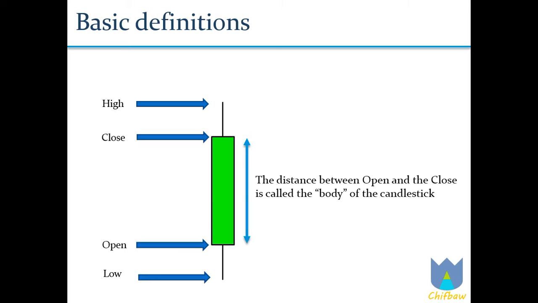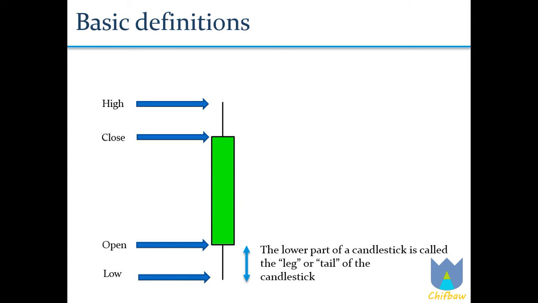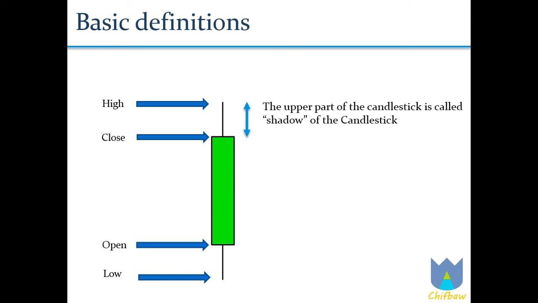Now, the distance between the close and the open of the candlestick is called the body of the candlestick, as shown on this chart. The lower part of the candlestick is called the leg or the tail, sometimes the shadow. The upper part is called also the shadow of the candlestick.